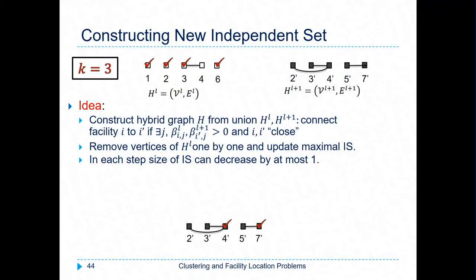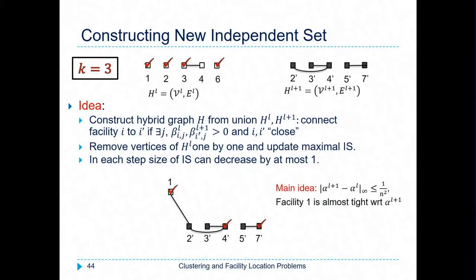So if I go below k, there was a point that I had an independent set of size exactly k. So say at this point. Now remember that we had this idea that the alphas are close. So these two facilities are tight with respect to alpha_{L+1}, and this is almost tight with respect to alpha_{L+1}. And so we return this solution, which has size exactly k. That's why we are not going to lose a factor.